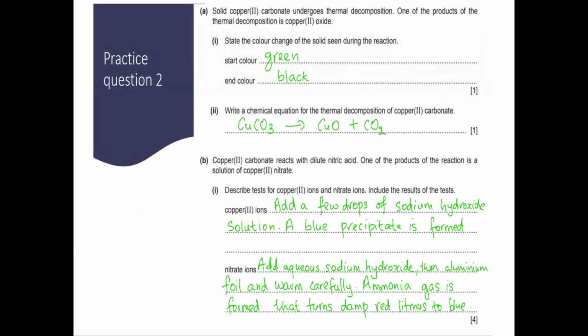Practice question 2. Solid copper 2 carbonate undergoes thermal decomposition. One of the products of the thermal decomposition is copper 2 oxide. State the color change of the green solid seen during the reaction. Start color green.